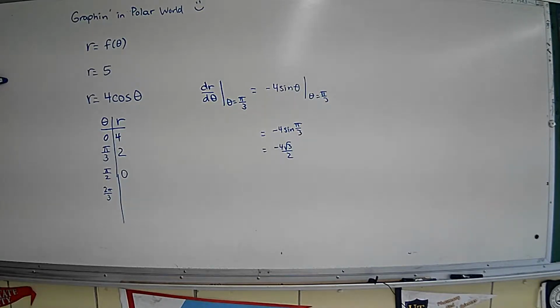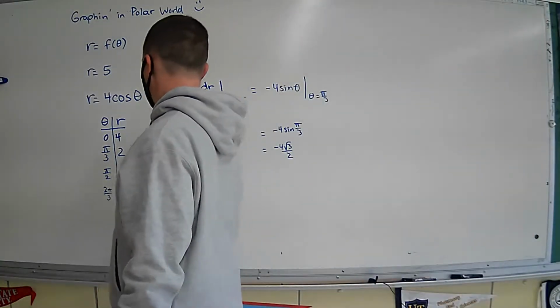Now I'm hoping that if you're looking at this graphically, something went off. Something got triggered in your mind. Like, wait a minute. Because if theta equals 2 pi over 3, where's the graph? It's not there. What's R? Is it 0 then? What is it? It's -2.